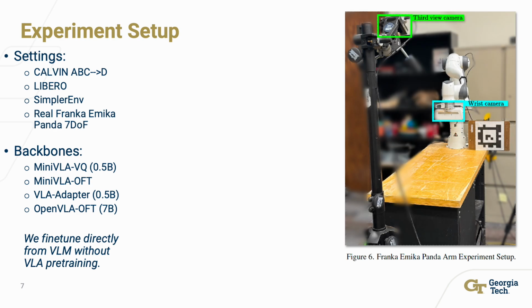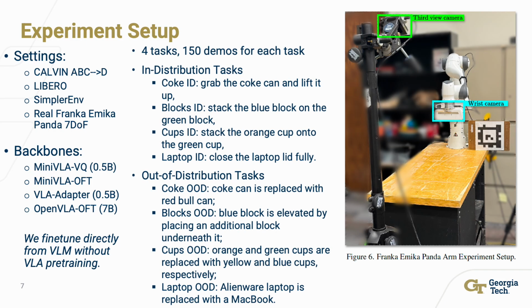We also test on a real Franka arm and manually collected 150 demos on 4 custom tasks, including grabbing Coke cans, stacking blocks, stacking cups, and closing a laptop. For each real-world task, we also introduce an OOD variant.